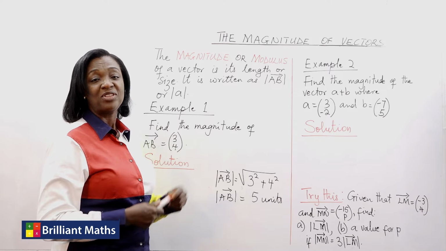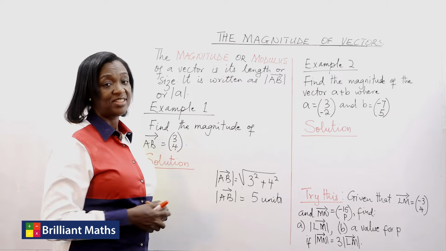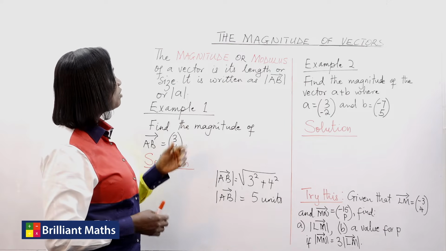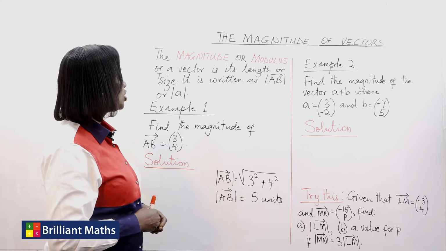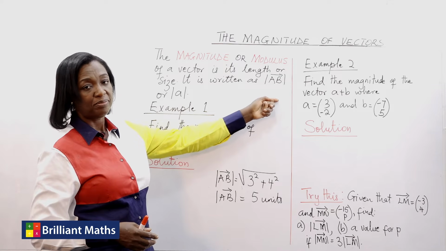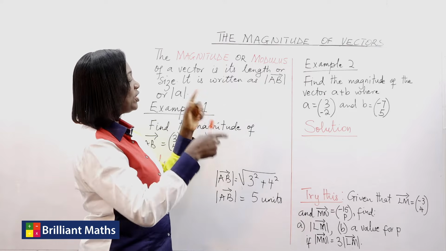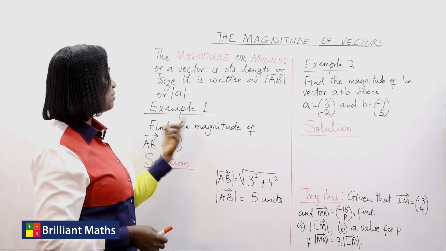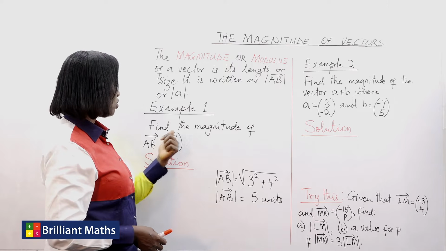In this lesson, we want to learn how to find the magnitude or the modulus of vectors. Modulus is the same as magnitude. The magnitude or modulus of a vector is its length. That's the size of the vector. And it is written in this form, the vector with the modulus signs by it. So for example, find the magnitude of the vector AB, where the vector AB is equal to (3, 4).